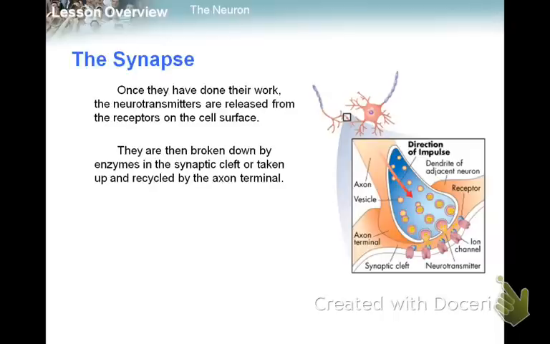Then what happens to the neurotransmitters? They're released from the receptors on the cell's surface. They're either broken down and recycled, or they're taken up back to the axon terminal and recycled in that way. Recycled into parts or recycled whole. So if neurotransmitters aren't there, the impulse won't go from one nerve cell to the other. That message will be stopped.